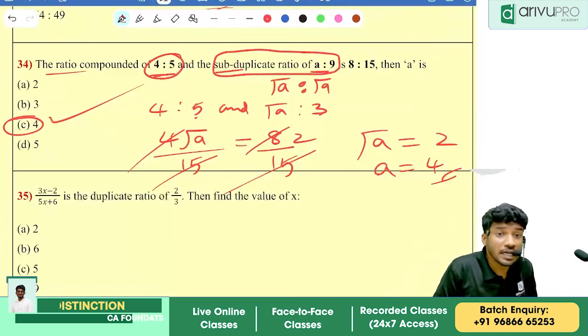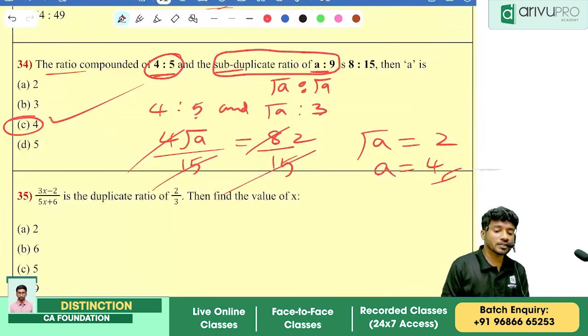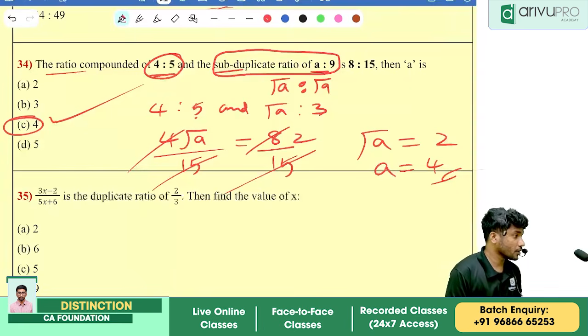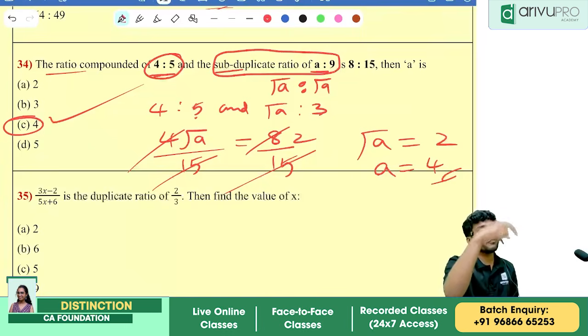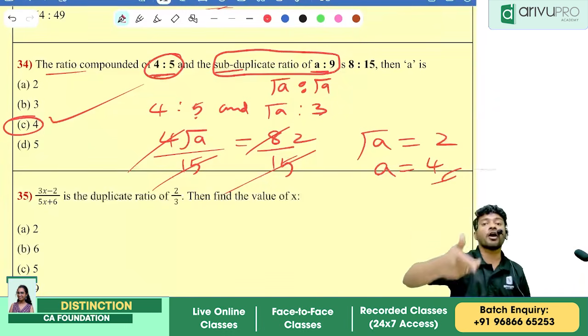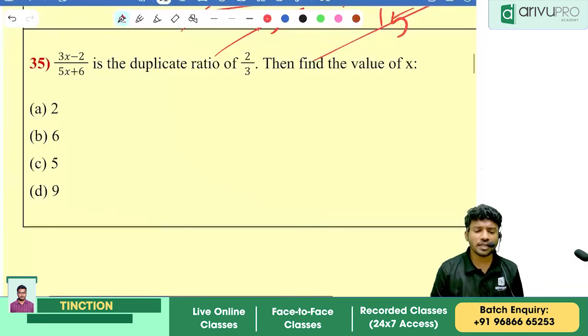Understood the method? Read everything carefully and write. One mistake everyone will make is, after reading this, you will not understand what we are taking as compound ratio. What is taken as compound ratio? Subduplicate ratio of A is to 9. So first we need to find subduplicate, then we need to compound. That is the important part over here. Now people, look at this and get me the answer.